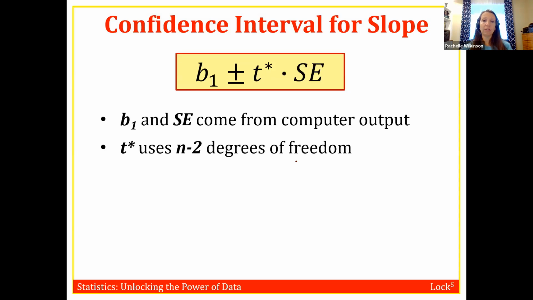And the t star value that we're going to use here is going to be based on n-2 degrees of freedom. So you might be thinking, hey, in the past, we've always used n-1. Why are we all of a sudden using n-2 degrees of freedom? And the reason for that is that when we're doing regression, we're estimating more things. So we have to estimate the intercept, and we have to estimate the slope, and we have to estimate the error. So because we have to estimate so many additional things, that gives us fewer degrees of freedom. So that's why we have n-2.